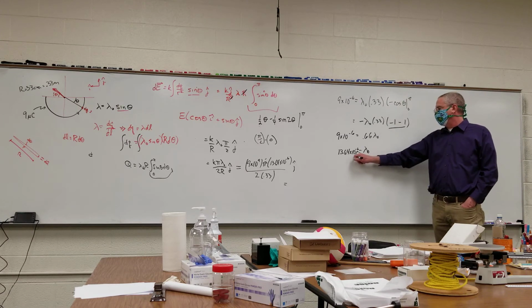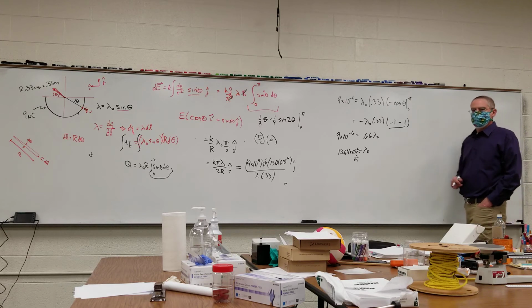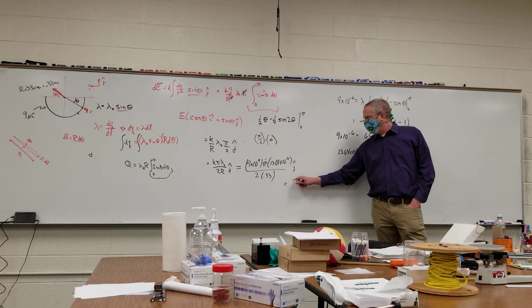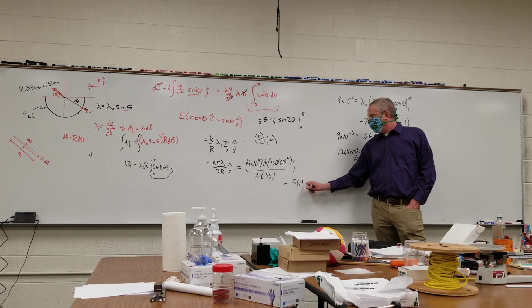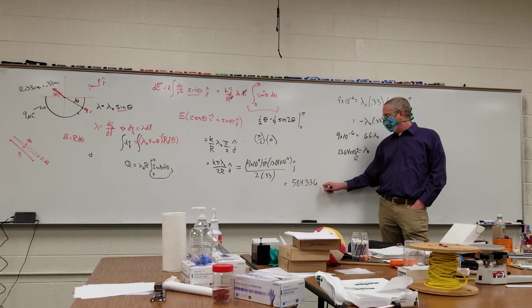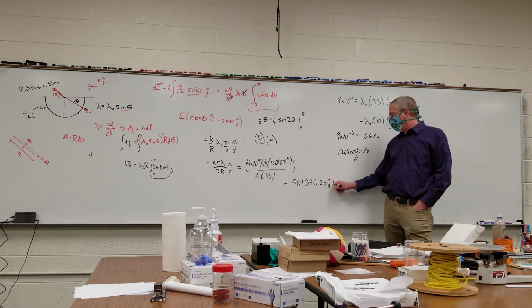Oh, that'd be coulombs per meter. What does this end up being? 584,336.23. It is the electric field, J hat, newtons per coulomb.